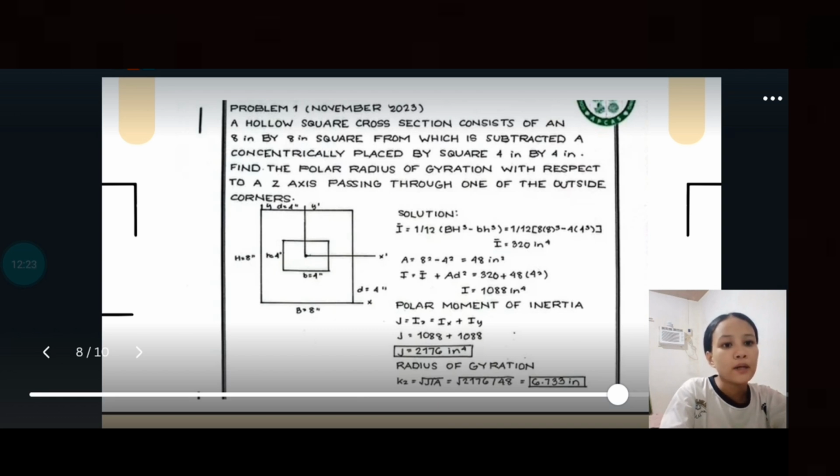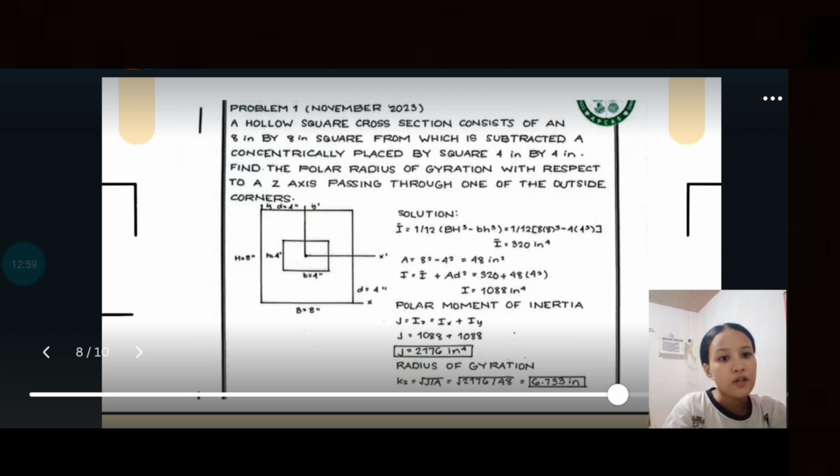Next is to get the polar moment of inertia, which is missing or unknown. So J is equal to Ix plus Iy. So our J is also equal to Ix plus Iy, which is 1088 plus 1088, equal to 2176 inches raised to 4. So that's the first answer.